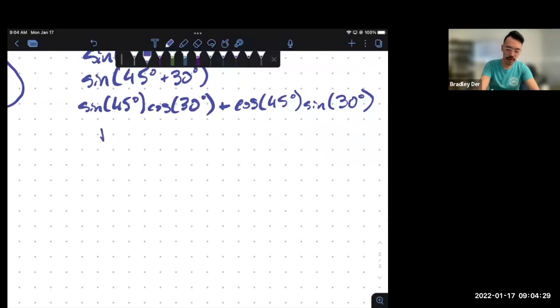Right, sine of 45 would be root 2 over 2. Cosine of 30 would be root 3 over 2. Cosine of 45 would be root 2 over 2 as well. Sine of 30 would be 1/2.